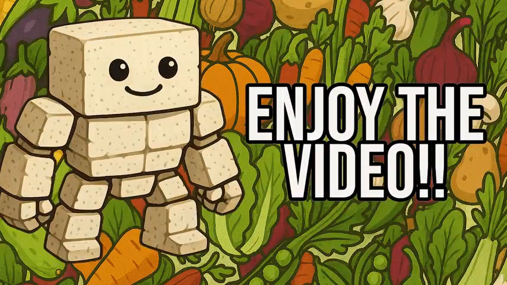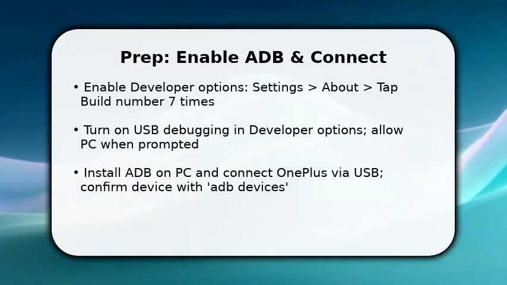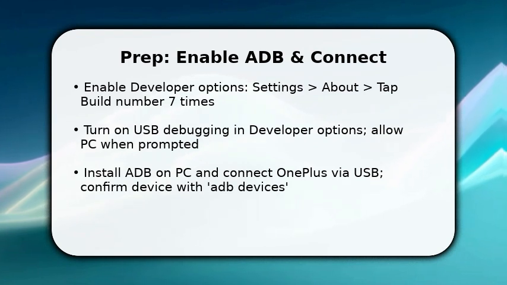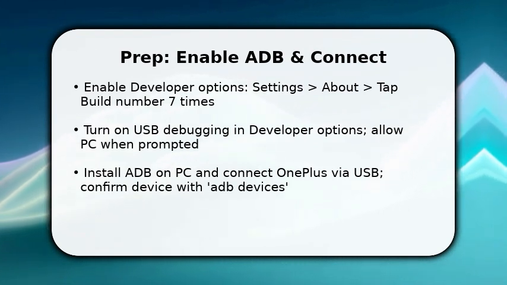Please enjoy the video. You start by preparing the phone and computer. On the OnePlus, enable developer options and turn on USB debugging. Accept the PC authorization dialog when it appears.